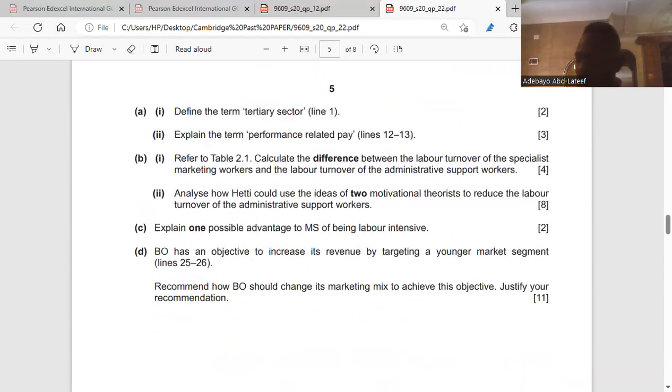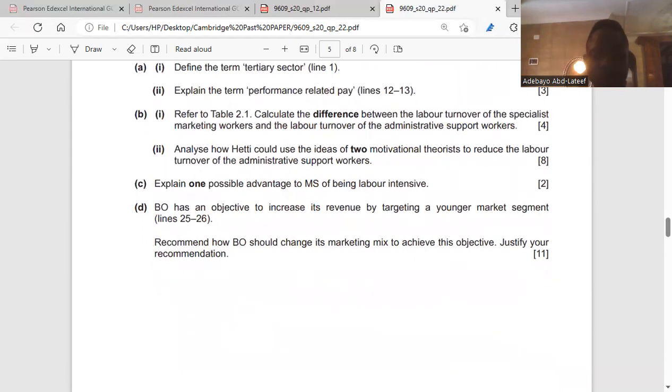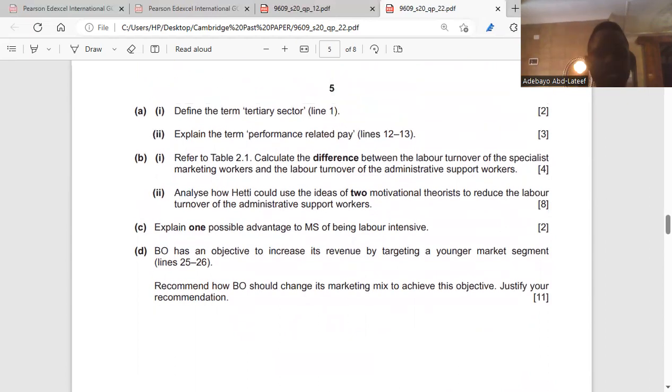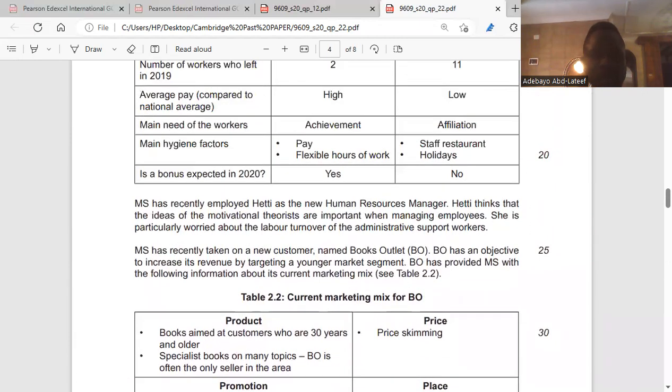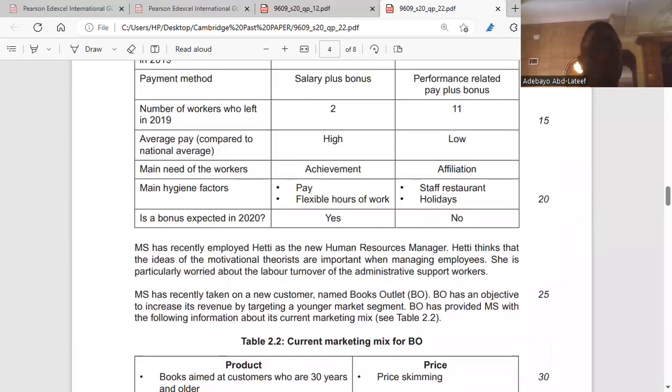Analyze how Hetty could use the ideas of 2 motivational theorists to reduce the labor turnover of the administrative support workers. First, I talked about Herzberg. For Herzberg, we have the 2 factors theory, which talked about motivators and hygiene. For the hygiene side, look at what they said about hygiene here. The main hygiene factors are pay and flexible hours of work. But there are other hygiene factors that are important, that will make workers happy, like holiday. Do they have enough holiday? It's not written there that they have a lot of holidays.